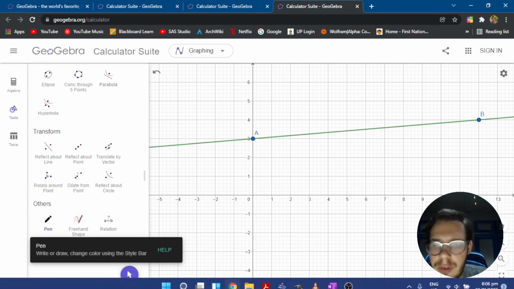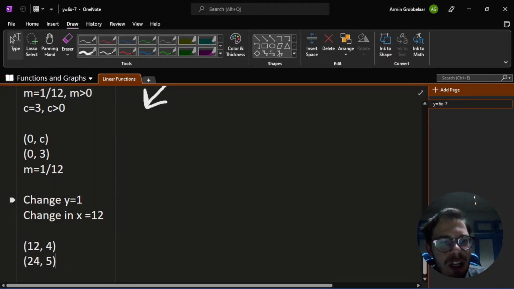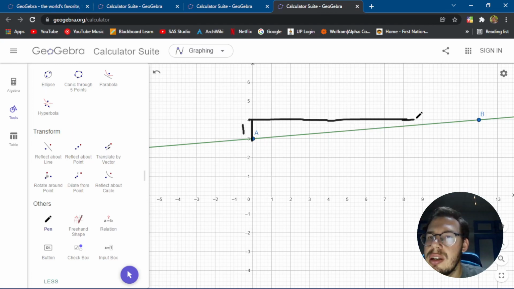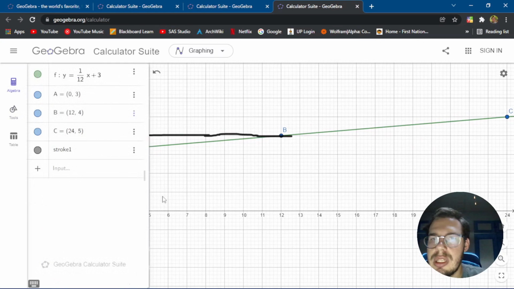So the change in y is 1 and the change in x is 12. So the change in y is 1, positive. So from this point here we go up 1 because it's positive, and we go to the right 12. 1, 2, 3, 4, 5, 6, 7, 8, 9, 10, 11, 12. And you can see the point there is B, which is 12, 4.